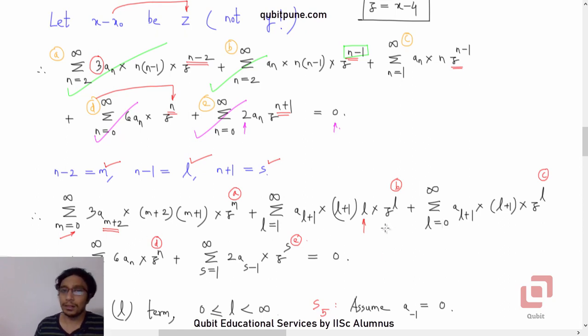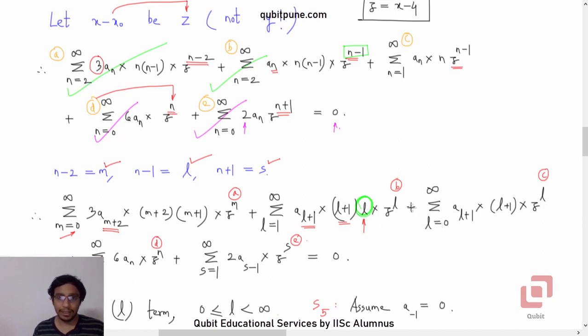Let's go to the terms B and C. Now here, what we have is n minus 1 being put as L, so n is going to be L plus 1. So wherever we have n, we will replace n by L plus 1. N into n minus 1 will be L plus 1 into L plus 1 minus 1, so it is going to be L plus 1 into L. Now I have highlighted this L because it is going to play another role as far as limits are concerned, into z raised to L.